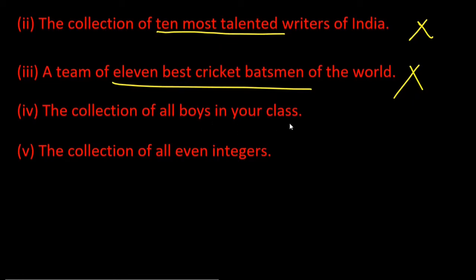Collection of all boys in your class. So there is no ambiguity. All boys. This is a set. Collection of all even integers. So all even integers, there is no ambiguity. So this is also a set.